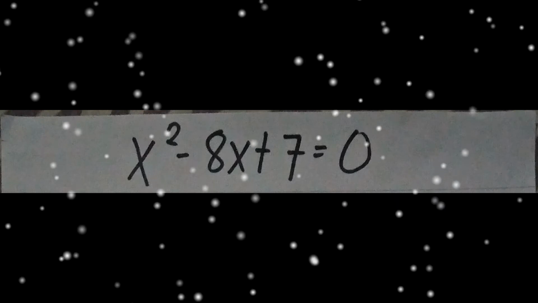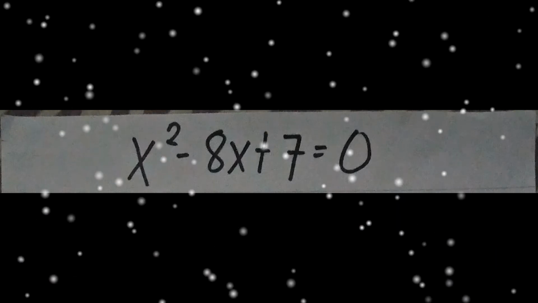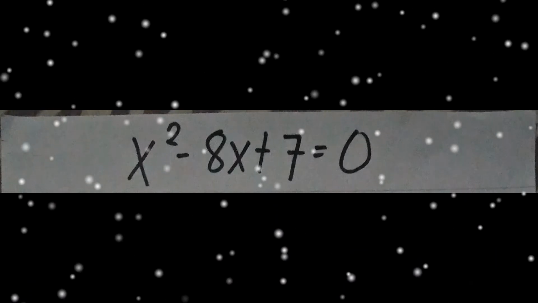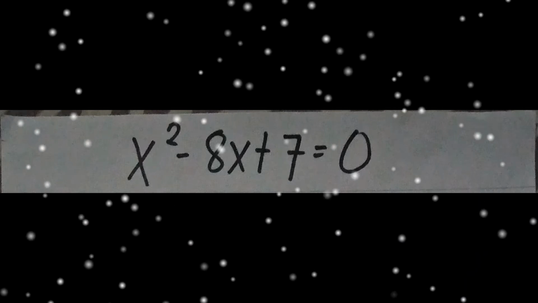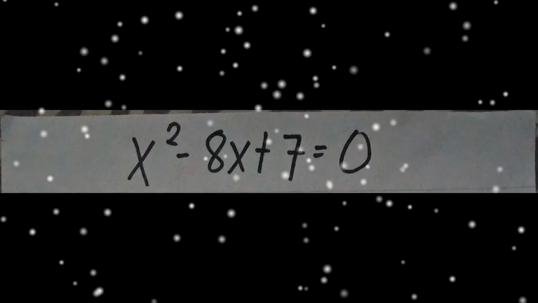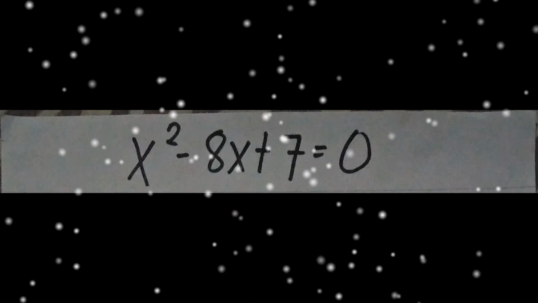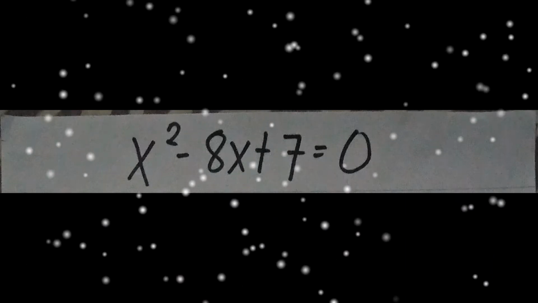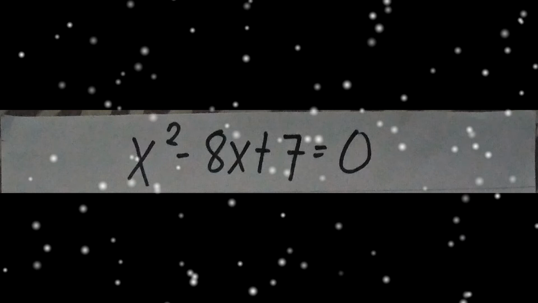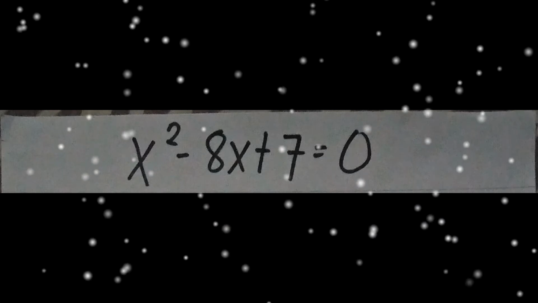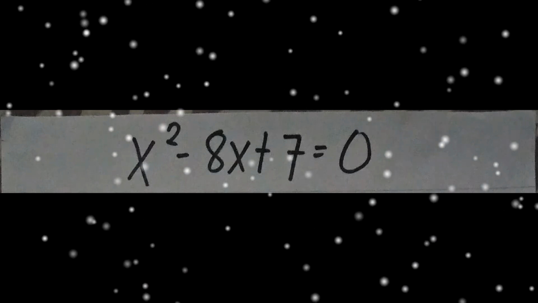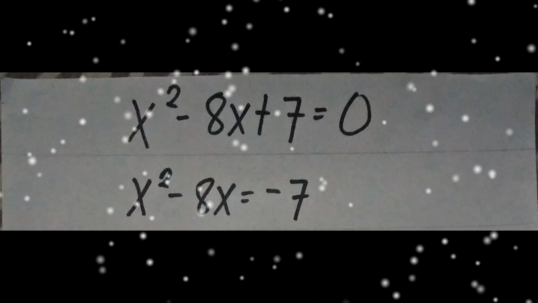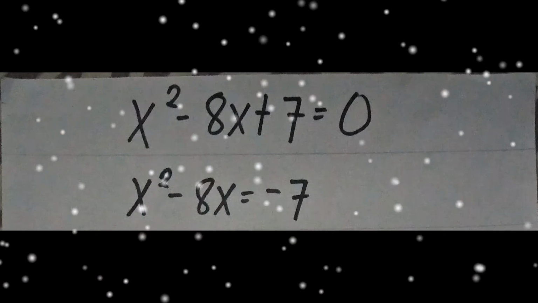How to solve a quadratic equation by completing the square. So let's start. For example, x squared minus 8x plus 7 equals 0, which is a equals 1, b equals negative 8, c equals 7. The first step is divide all terms by a. We can skip that step because a equals 1. Second step, move the constant term c over a to the right side of the equation. So it will be x squared minus 8x equals negative 7.